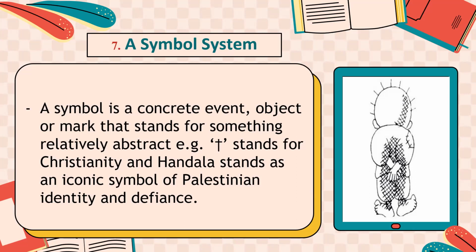And even when we look at Handala, we know that it means the Palestinian identity and defiance، اللي هو رمز لايش؟ للثورة الفلسطينية والصمود الفلسطيني. Okay, so this is what we mean by it. It is a symbol system. Even الانتفاضة بنحكي هذا event, right? We said event, object or mark. مثلا حنظلة هو object، الصليب هو mark هو رمز، والايفنت مثلا الانتفاضة.